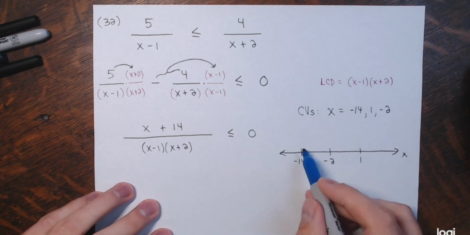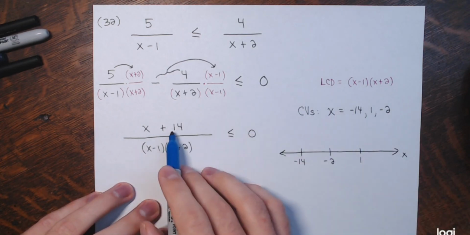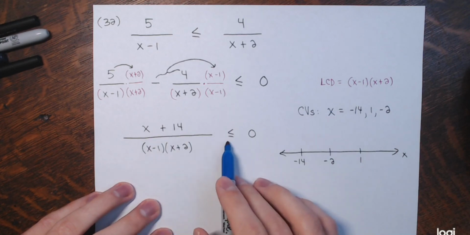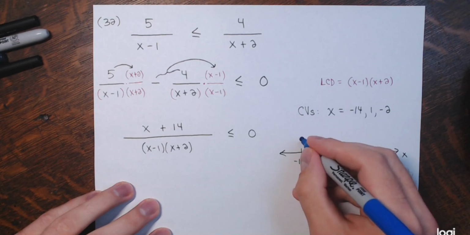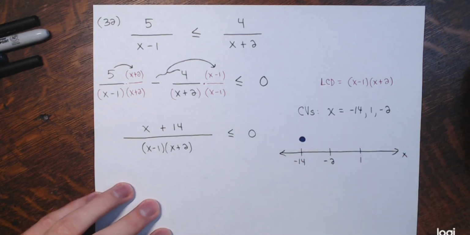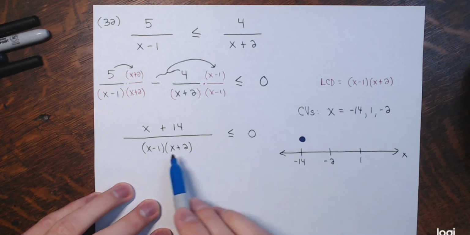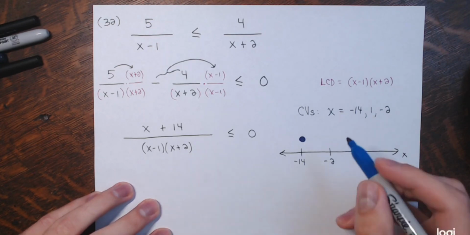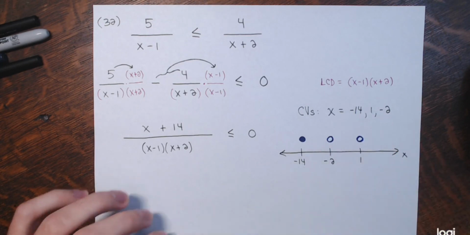Now negative 14 would be, because if I plug in negative 14 for x, you'd have 0 on the left is less than or equal to 0. 0 is equal to 0. So that satisfies this. So negative 14 is a solution, closed point above that. Then the other two values, negative 2 and positive 1, those make the denominator 0. So that's bad, right? So open points on those. Right? Those are not solutions.